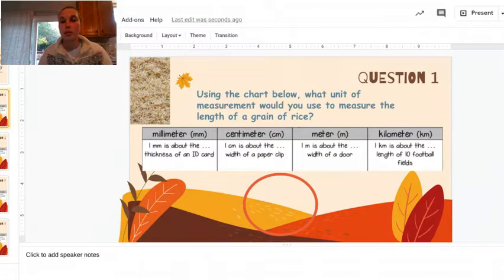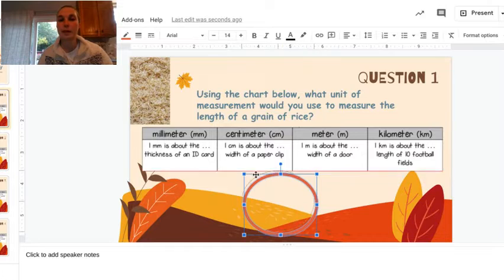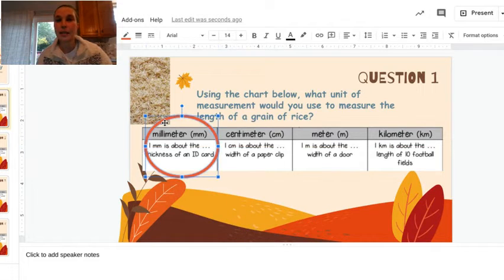We have millimeters, which is about the thickness of an ID card. Centimeter, which is about the width of a paper clip. A meter, which is about the width of a door. And kilometer, which is about the length of 10 football fields. Now, I know that a grain of rice is really small, so I'm going to use the smallest unit to measure that grain of rice, which is millimeter, about the thickness of an ID card.